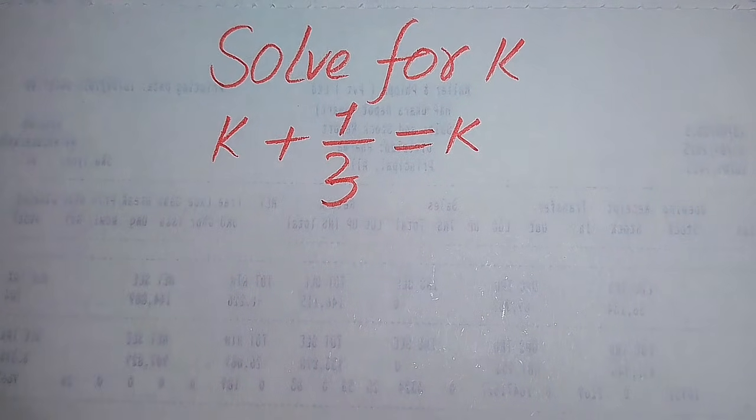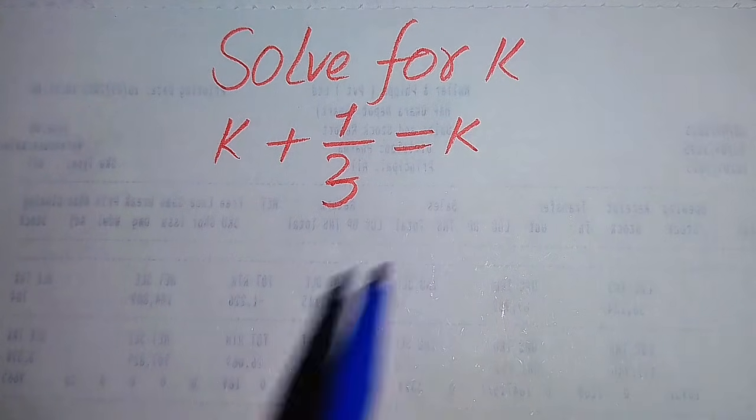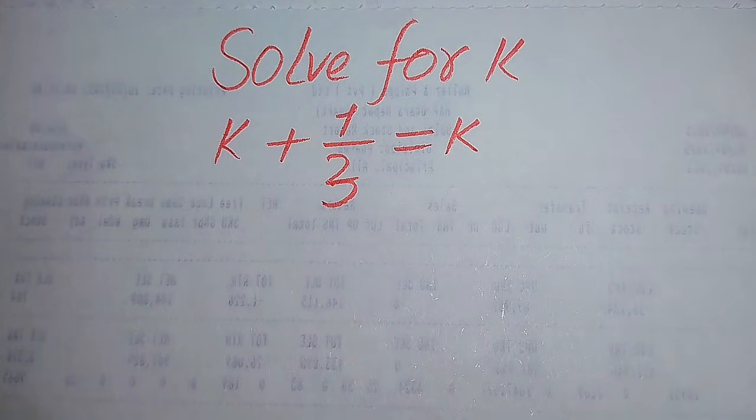Hello everyone, how to solve this problem for the values of k if we have k plus 1 over 3 is equal to k, and we solve this problem for all the values of k. Here we need to first find all the roots of this equation, and at the last we will verify which of the roots are solutions and which of the roots are extraneous roots.